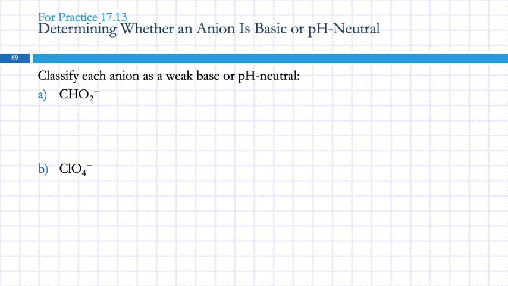Okay. Classify each anion as a weak base or pH neutral. What we want to do here is find the conjugate acid and see if it's strong or weak. So, what's the relationship between a base and its conjugate acid? I'll take this base and add H plus to get the conjugate acid. Or you could write that as HCHO2.